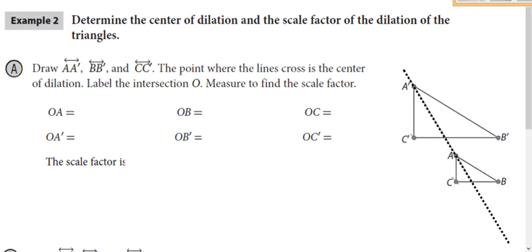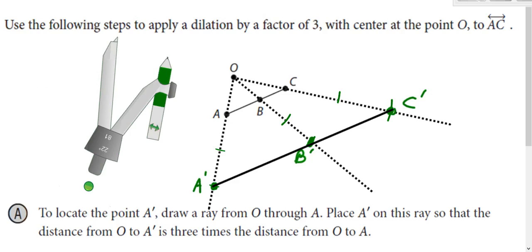So for this example, we're going to determine the center of dilation and the scale factor. So remember the center of dilation? If you look back at our last example, it was that point O that we started with for all these lines. So to get that working backwards, you're just going to go from A prime and through A prime into A, and that will intersect the line that goes through B prime and B and C prime and C. They should all intersect at one point. That will be the center of dilation.